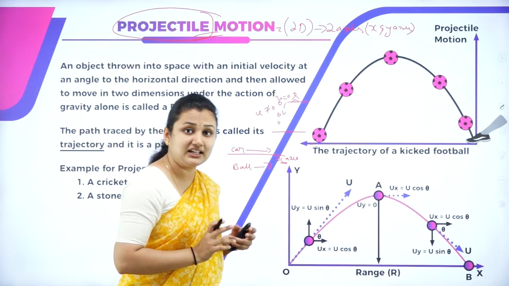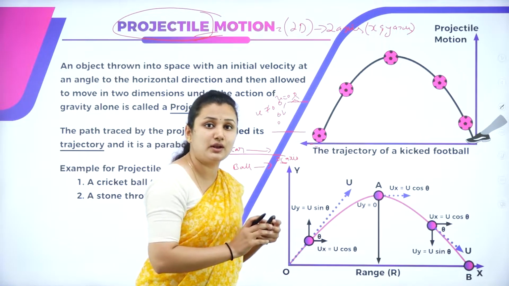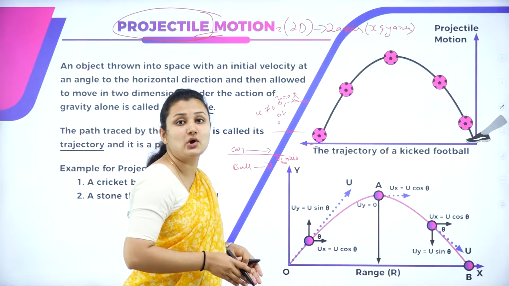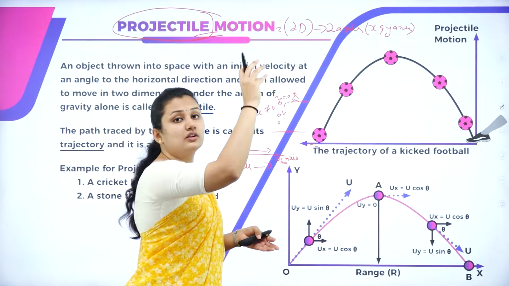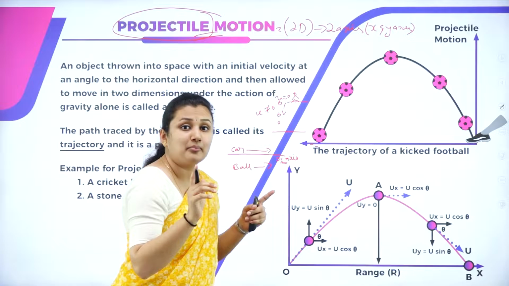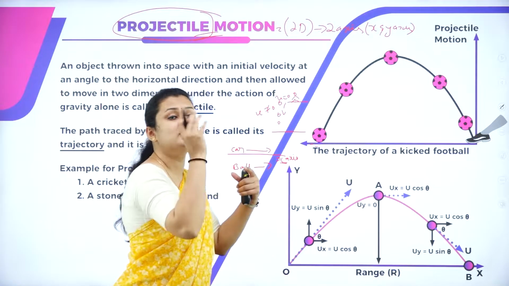I'll apply a certain initial velocity. I will stand on the horizontal axis and throw the ball. So, initially, I applied some initial velocity. Now, the ball is moving.